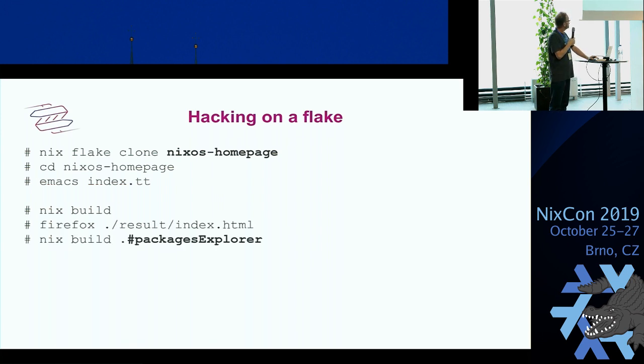All right. So nix build by default builds this so-called default package that a flake provides. But a flake can provide more than one package, obviously, as in the case of Nix packages. So for example, in the NixOS homepage, there is this packages explorer derivation. And if you want to test that thing independently, you would say something like nix build .#packages-explorer. So dot refers to the current directory, and hash packages explorer is the attribute in the flake that you're interested in.